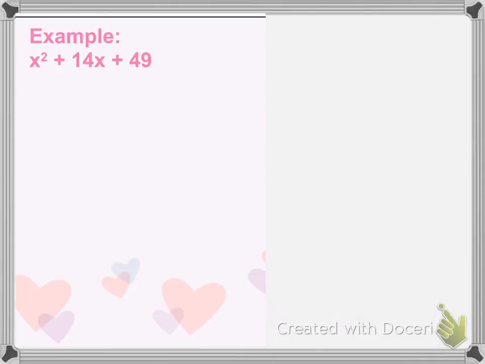The first thing we look for is if the first term is a perfect square, which x squared is in this case. Then you look to see if the last term is a perfect square, which it is, 49. So then what you do is you take the square root of each of them. So the square root of x squared is x. The square root of 49 is 7. Multiply them together. 7 times x is 7x. And multiply it by 2. 7x times 2 is 14x.